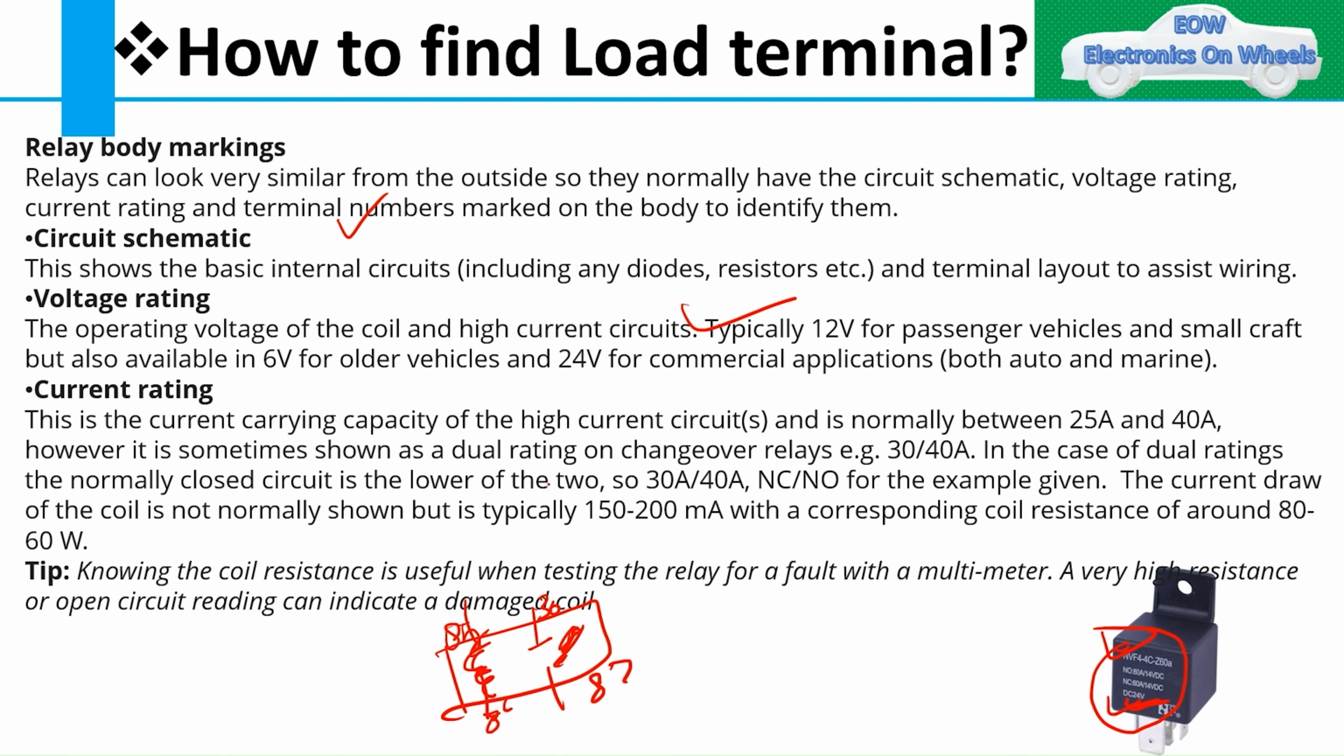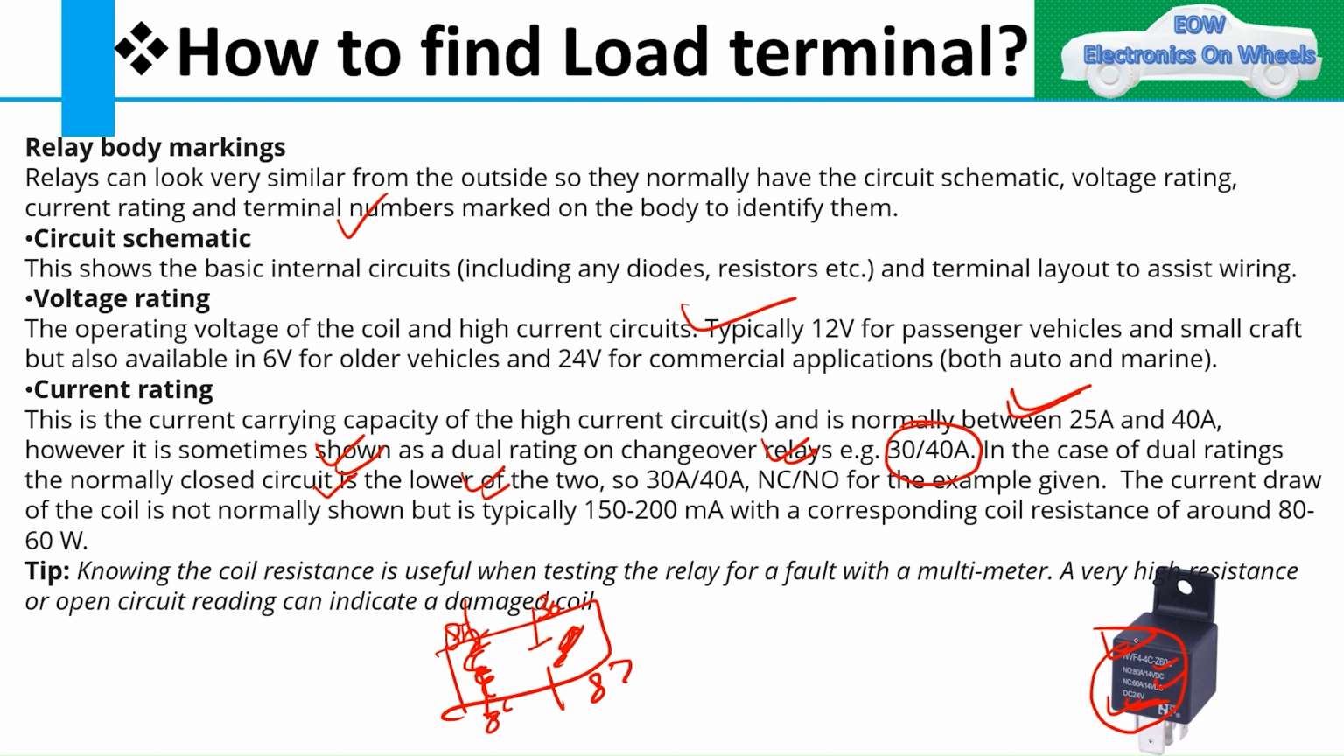Then current rating. You will have different current ratings, normally between 25 to 40 amps. However, it is sometimes a dual rating for a changeover relay. So 30 and 40 amps, as I told you, there are two contacts in that, so it can handle 30 and 40 amps. In case of dual rating, the normally closed rating is the lower of the two.